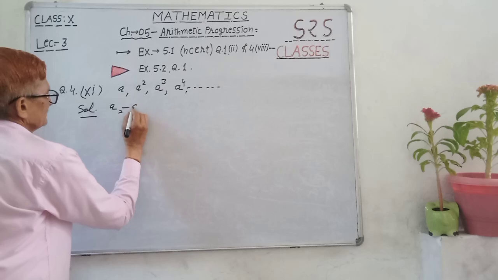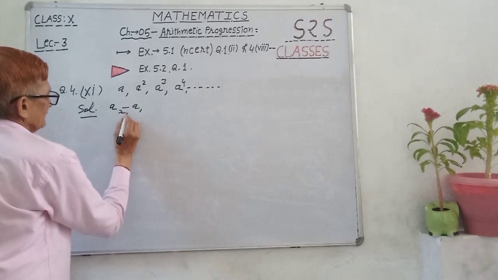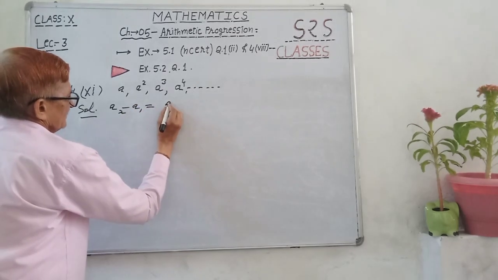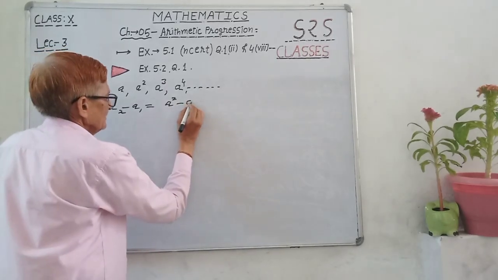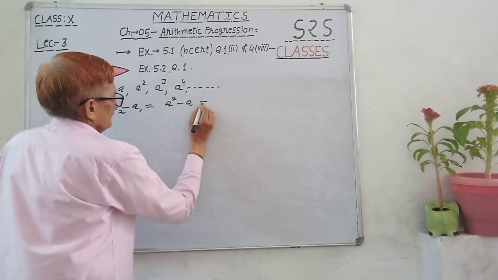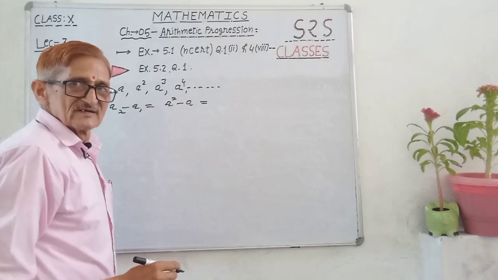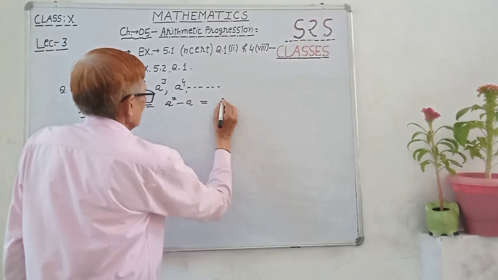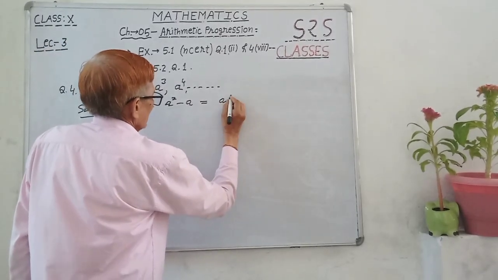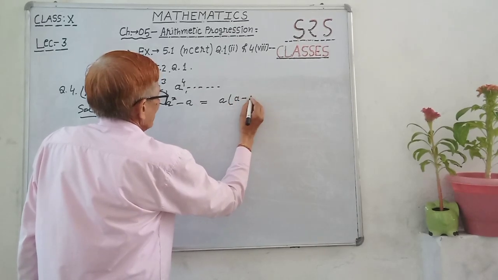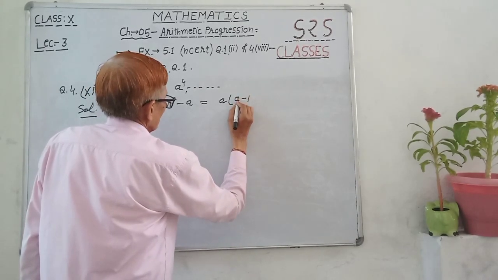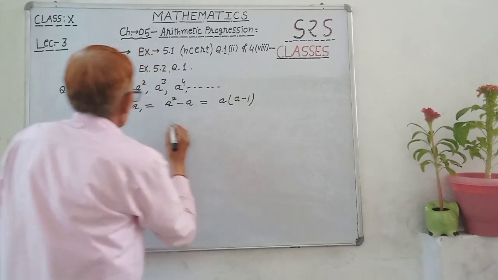A2 minus A1, second term A square minus first term A. We can't subtract here, unlike है तो common, A common, then A minus 1.